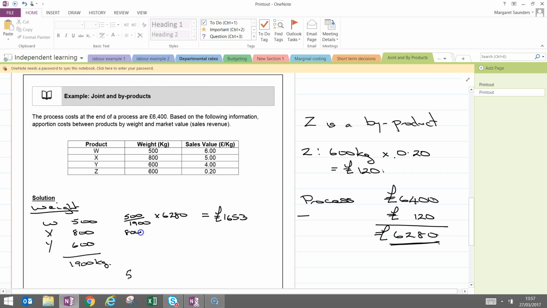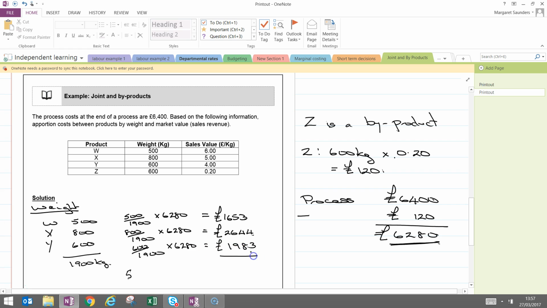Do the same for X. X makes up 800 of the total 1900 kilos. Multiply by 6280 gives us 2644. And finally Y makes up 600 of the total 1900. Multiply that by 6280 and that gives us 1983.